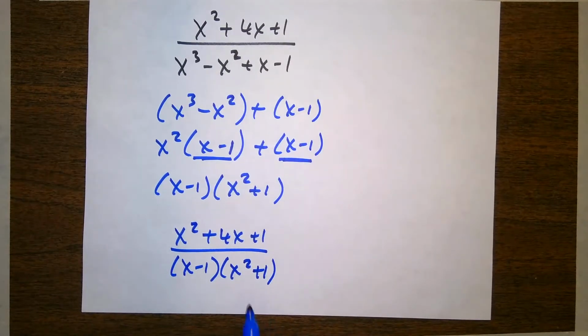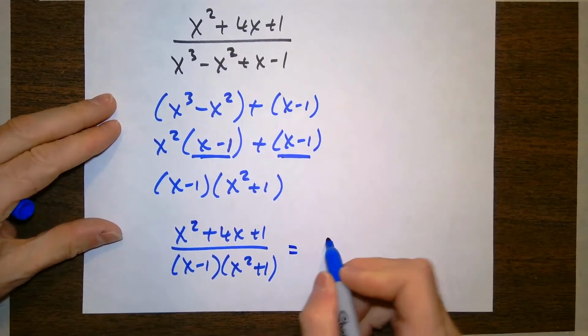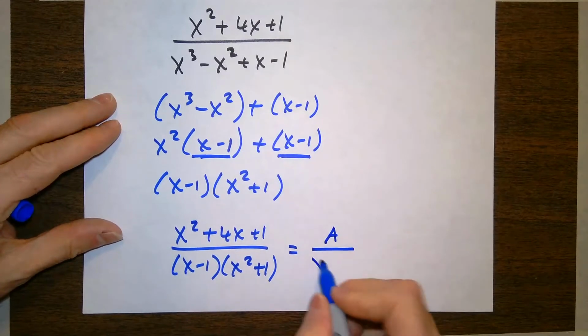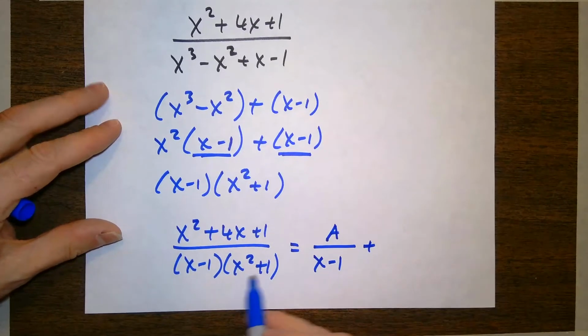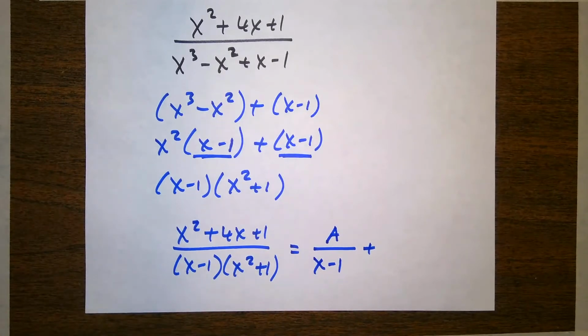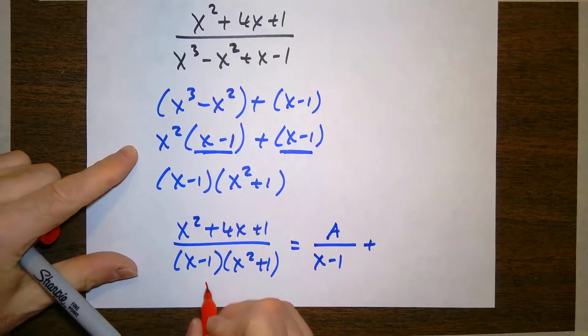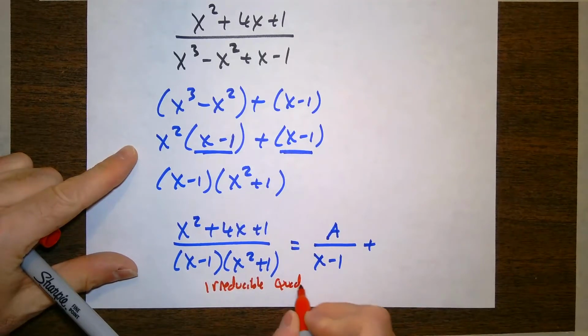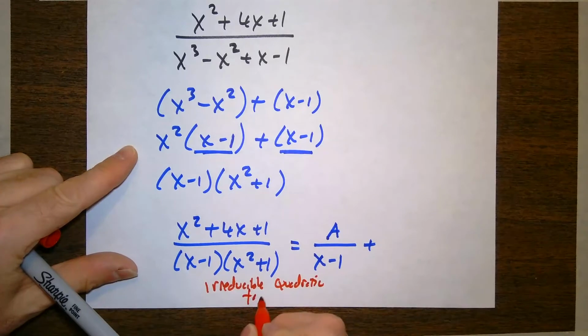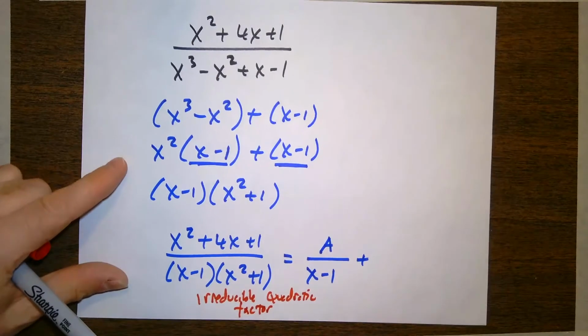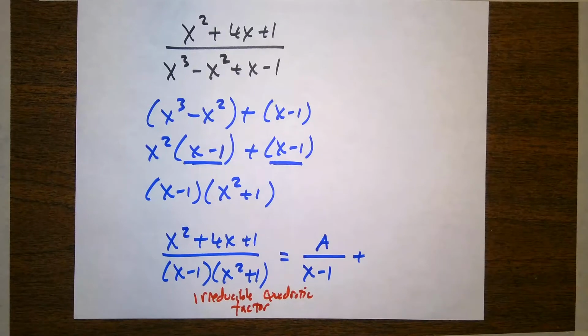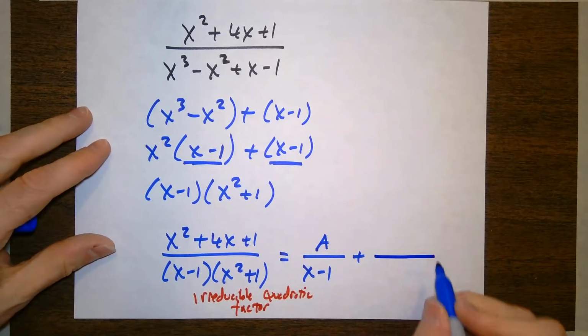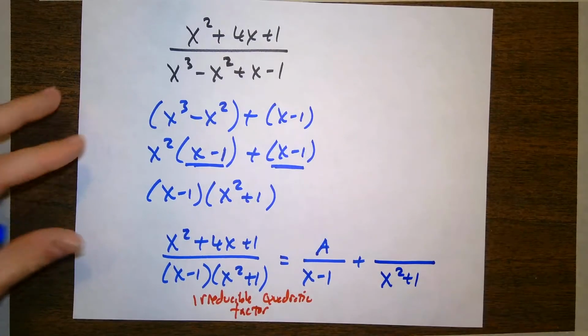The x squared plus 1, there's the problem. This is an irreducible quadratic factor. So what's going to happen now? Well, I'm going to break it up into something over x minus 1, and I can't reduce that. Let me make a note about this. This is an irreducible quadratic factor. That's the problem that's happening here, an irreducible quadratic factor. So I can't break that up anymore. So I'm going to have the x squared plus 1 down here.